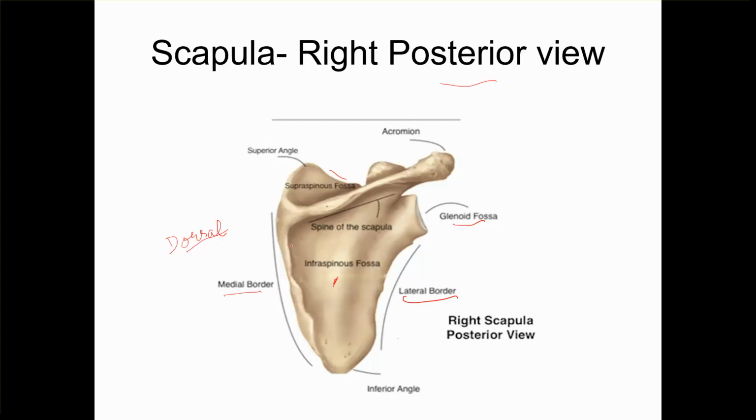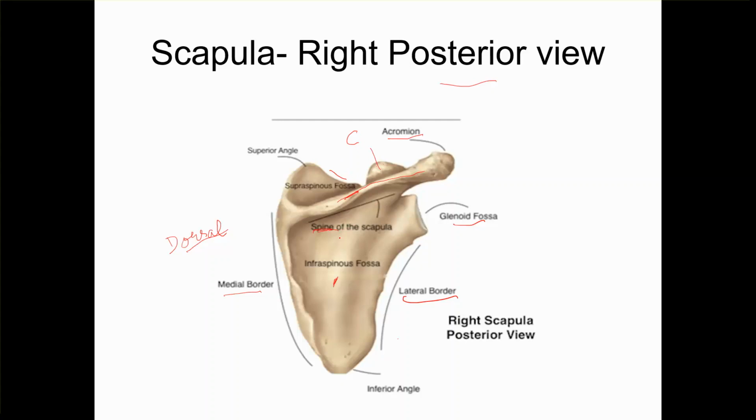There are three processes, namely this one is the Coracoid process. This is the Acromion process, and this one is the Spinous process, also called the spine of the scapula. The spine of the scapula continues to form the Acromion process. So if you continue along the spinous process, you will find the Acromion process. The coracoid process can be found along the superior border. If you trace along the superior border, you will find the coracoid process.